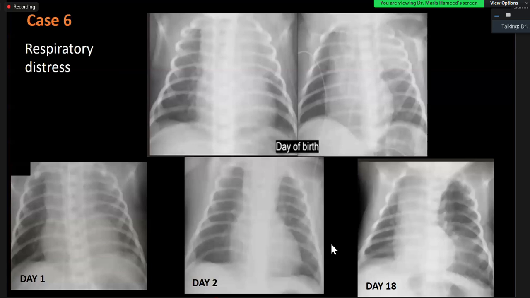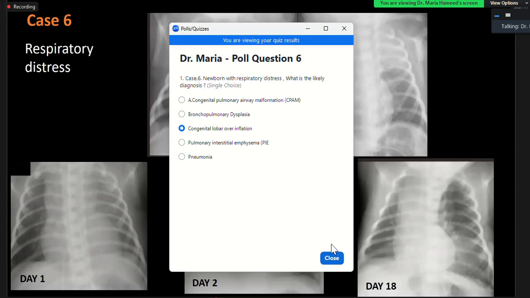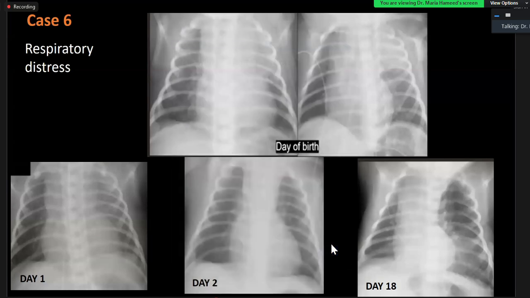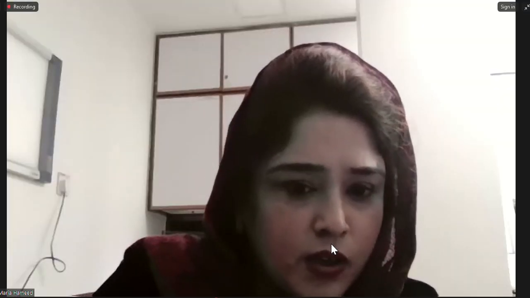Okay, so 21% of the audience is thinking along the lines of CPAM, and 53% are thinking that it's congenital lobar overinflation. So great, again, audience wins. I'm really happy. You people are, mashallah, very genius. So again, stop share, reshare.